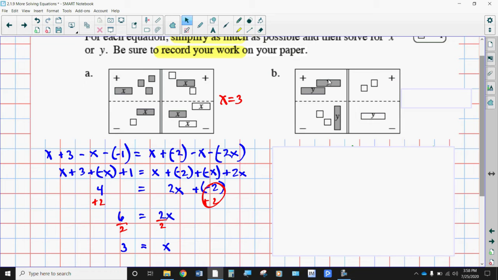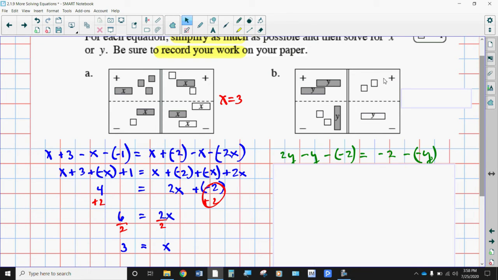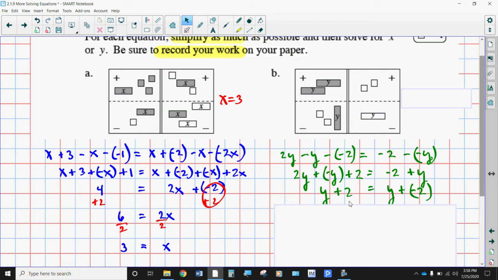As to this equation, you got 2y minus a y minus a negative 2 is equal to negative 2 minus negative y. So once again, kind of sloppy there with all those negatives and subtracting negatives. So let's do KFC and rewrite this as 2y plus a negative y plus a positive 2 instead of minus a negative 2, and then negative 2 plus a positive y instead of minus a negative y. So now combine like terms. This ends up becoming y plus 2 is equal to y plus a negative 2.